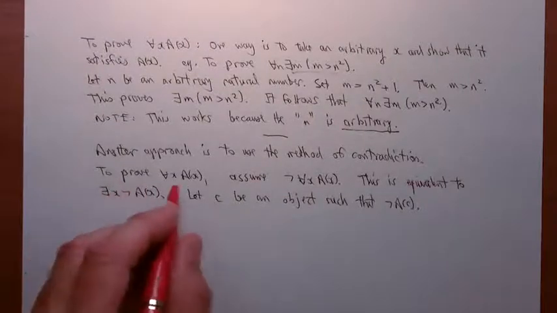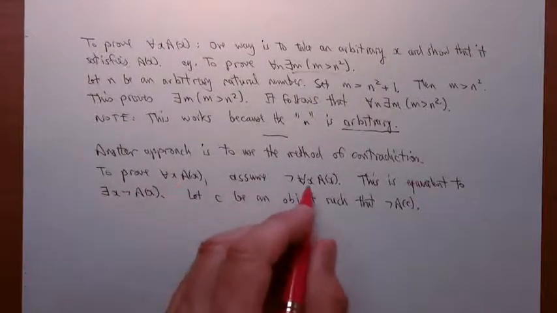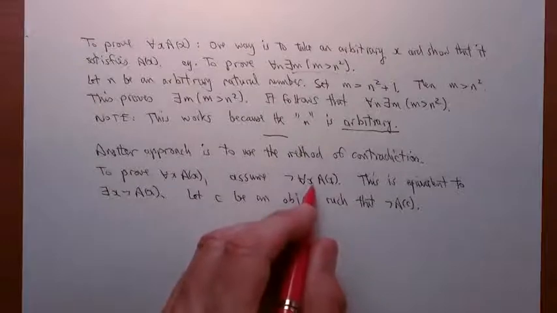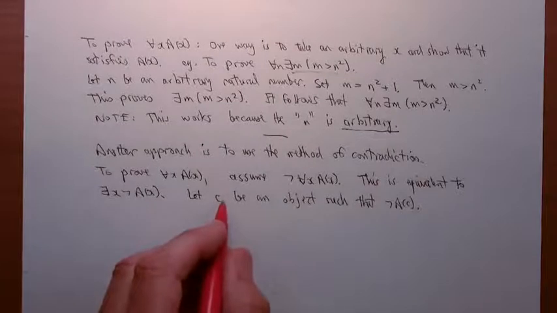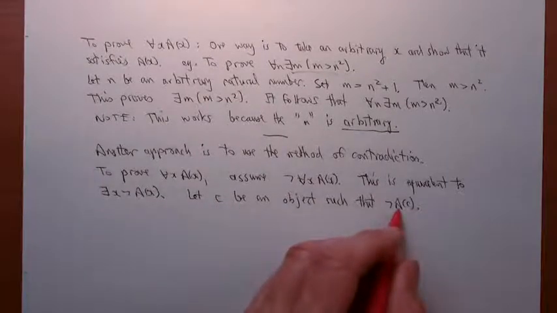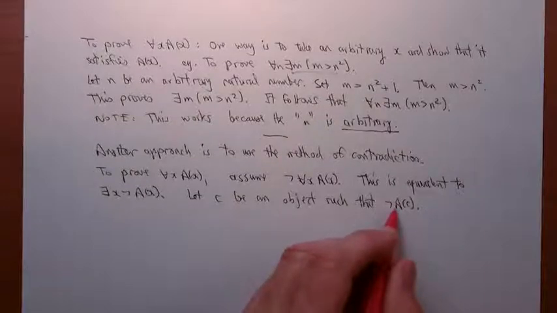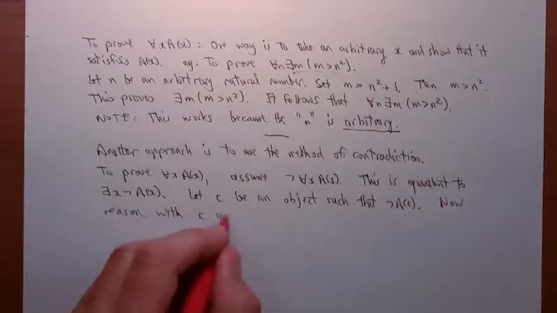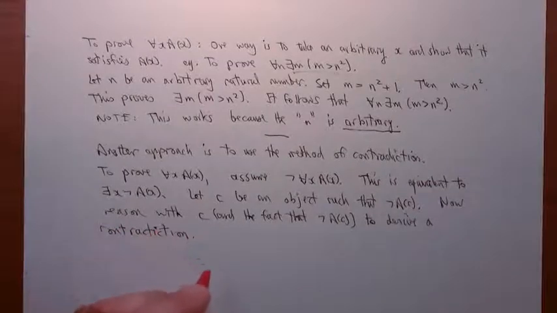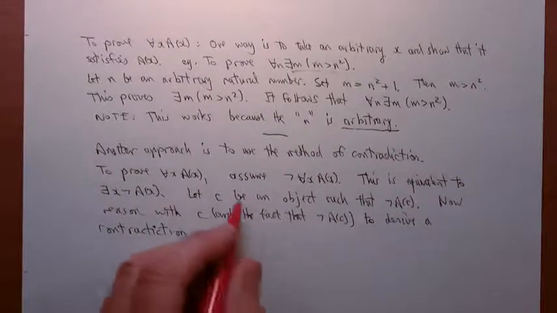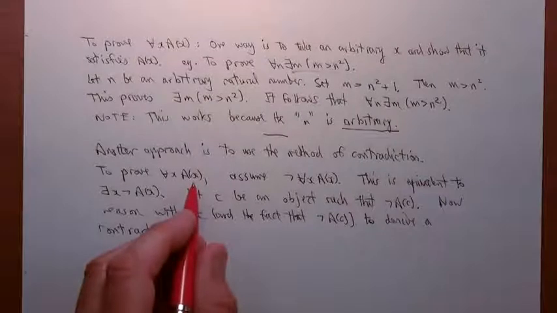The point is to prove this universal statement, we began by assuming its negation. Its negation gives us an existential statement, and that tells us that there will be some object, a specific object, for which not A of c. Now we've got a starting point to carry out a proof to derive a contradiction. Now we reason with c, together with the fact that not A of c, to derive a contradiction. Now, the exact reasoning you use will depend upon what the statement A says. But the general pattern is this.